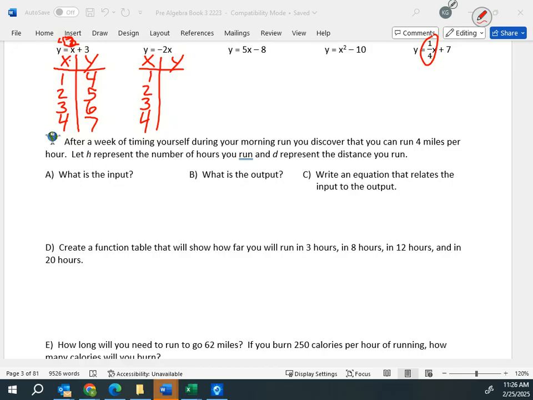If I put a 1 in, what is the output for that? Vivi? -1. Or -2. -2. Because I have to multiply it by a -2. If I put the 2 in, what do I get? Amala? If I put a 3 in, what do I get? David? -6. And if I put the 4 in, what do I get? -8.